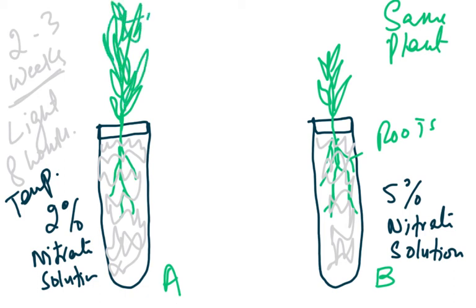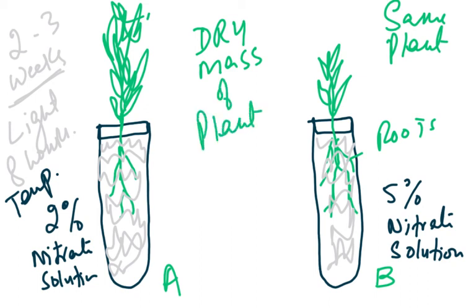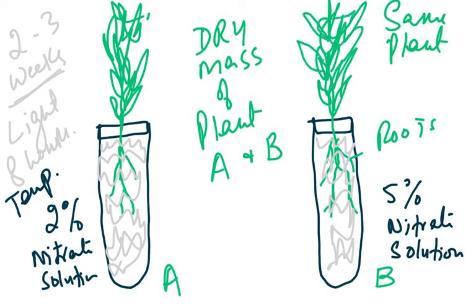Now, after 2 to 3 weeks, you have to calculate the dry mass. You have to take out these plants and calculate the dry mass of plant A and plant B. Naturally, the one that has this would have grown much more, because maybe the number of leaves are the same. But what does the dry mass tell you? Dry mass tells you exactly the organic matter.